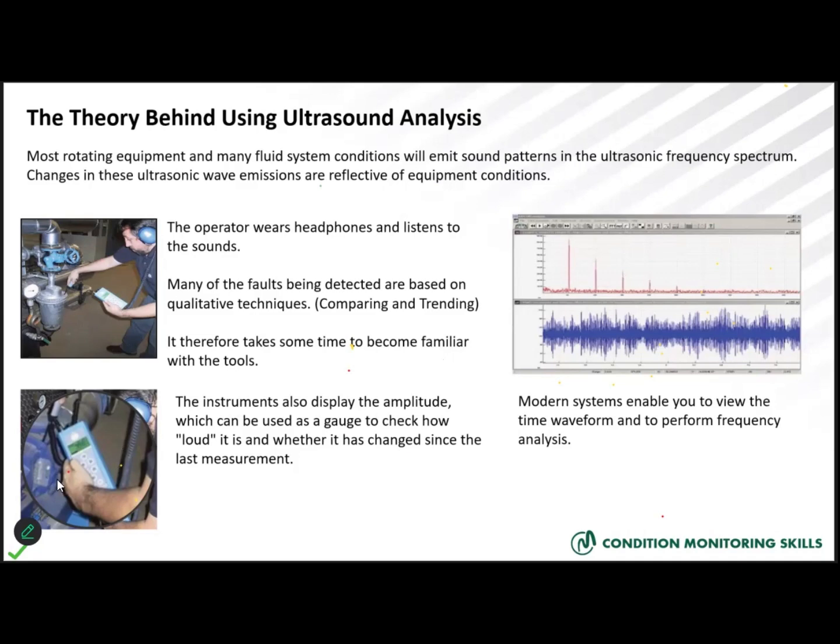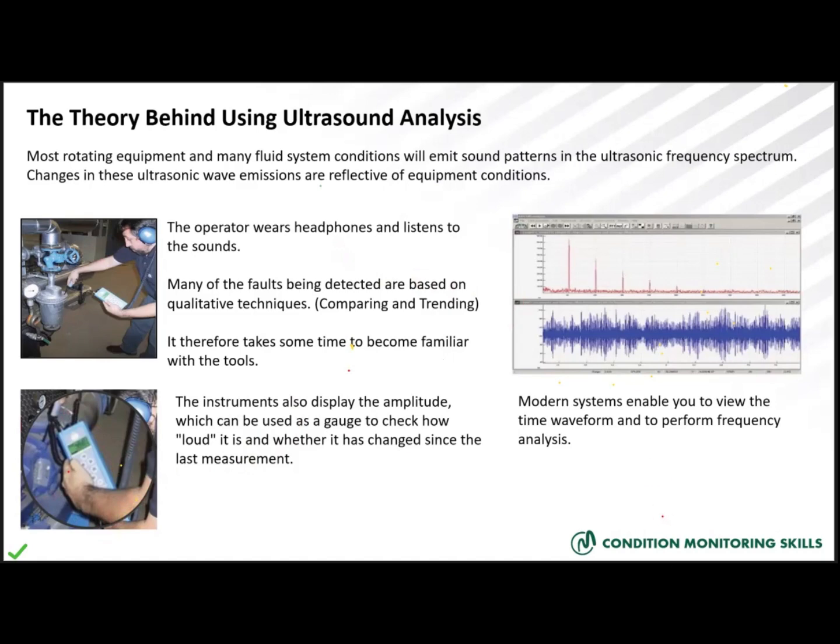The ultrasound device itself also displays the amplitude, which can be used as a gauge to check how loud it is and whether it is changing since the last measurement or not. So you can trend the ultrasound.